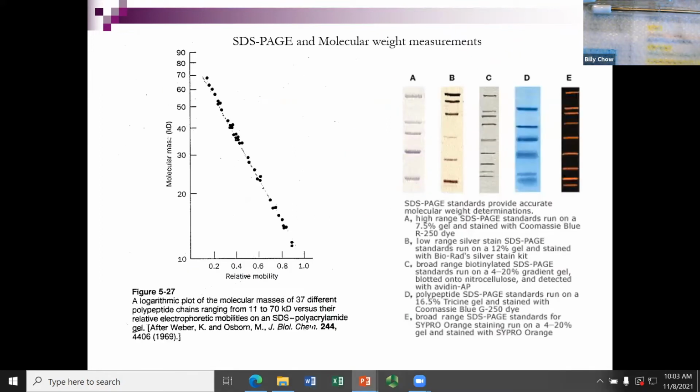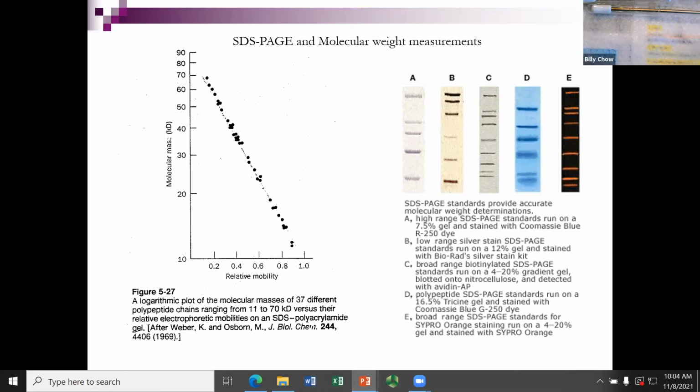Okay, so I mentioned how the SDS page can be used for protein size estimation, right? So if you plot the mobility, that is the position of the protein band with respect to the beginning of the separating gel, and compare that to the molecular weight in log scale, empirically, experimentally, you will see that you will get a straight line like this for some unknown reasons. And then you can plot a curve like that and use it for the identification of your unknown protein in terms of molecular weight estimation.